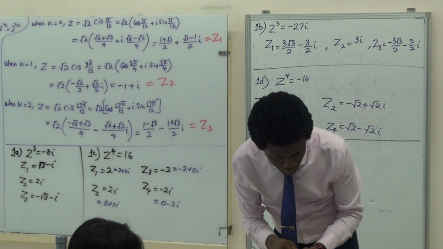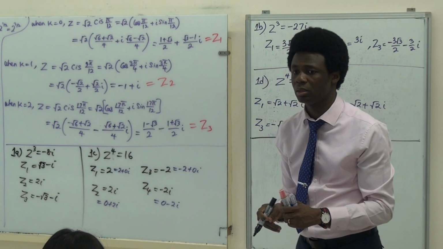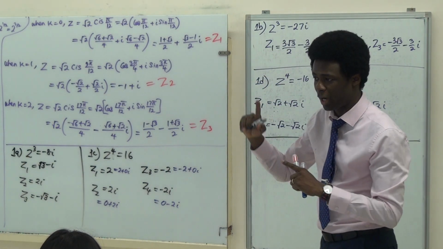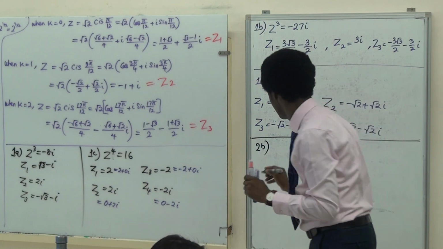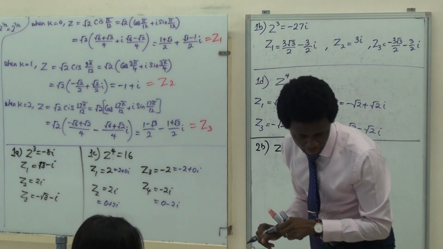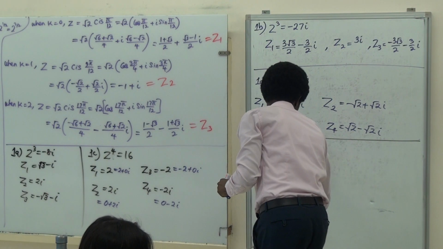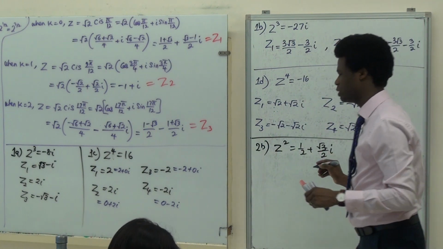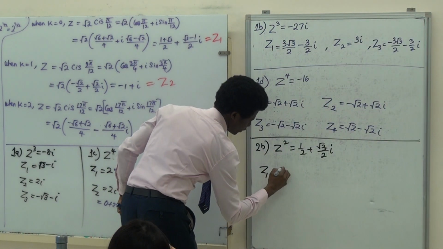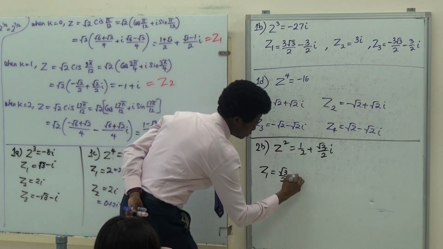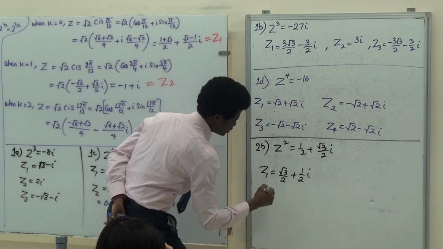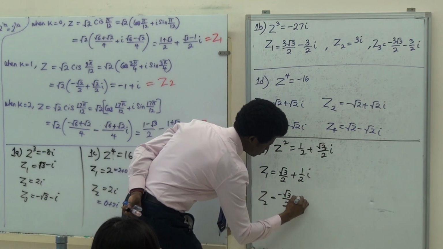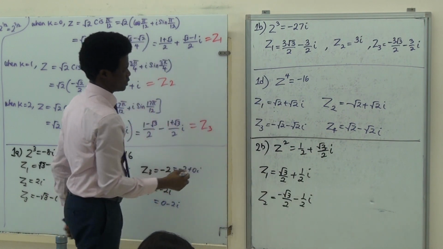Did anybody attempt 2B? Okay, so question 2B is an even power, yes? And the question is Z squared equals half plus root 3 over 2 i, am I right? So what did you get for your Z1 and Z2? Root 3 over 2 plus half i. Then Z2, negative root 3 over 2 minus half i. Are you sure about the first one?